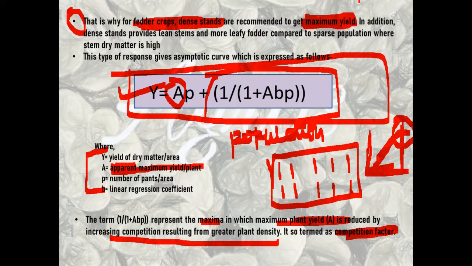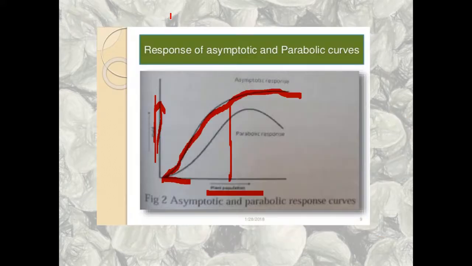In addition to this, it provides lean stems and more leafy fodder. These are the main two reasons. And this is an important and very common question: why are fodder crops recommended as dense stands? Then we will see the parabolic response.